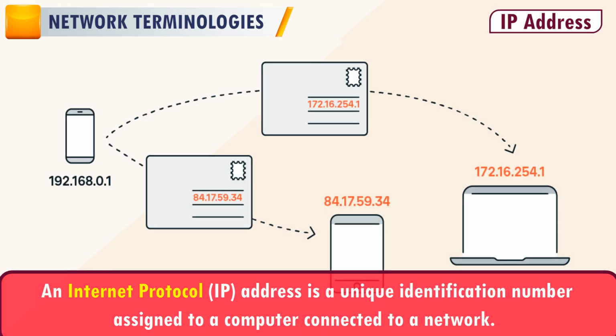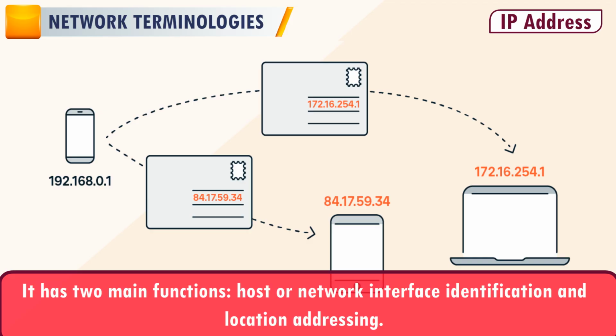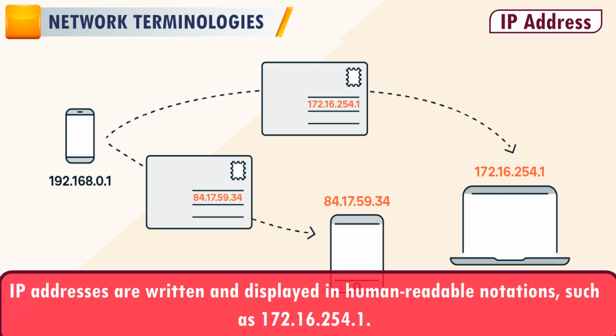IP address. An Internet Protocol IP address is a unique identification number assigned to a computer connected to a network. It has two main functions: host or network interface identification and location addressing. IP addresses are written and displayed in human-readable notations, such as 172.16.254.1.